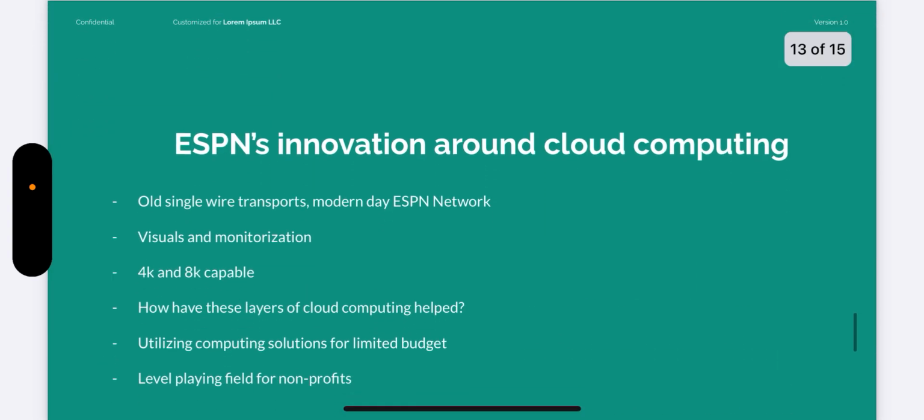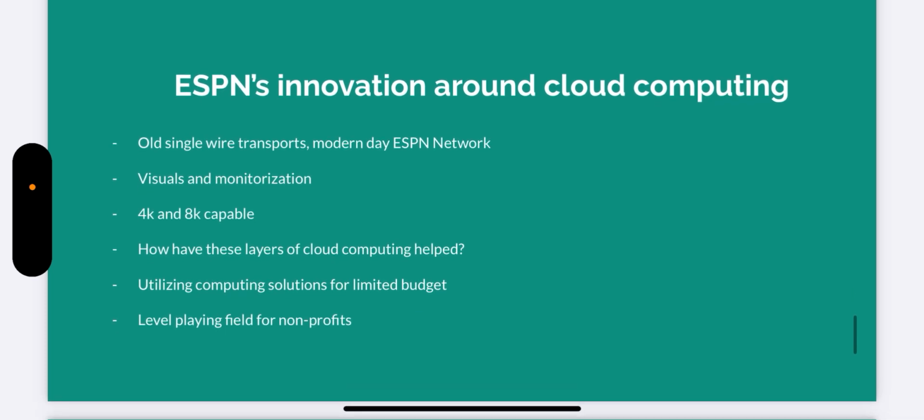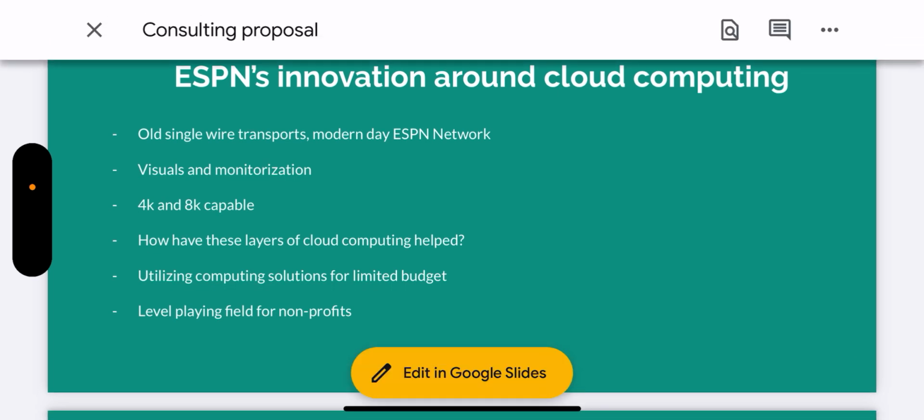Another one I wanted to touch on was ESPN's innovation around cloud computing, and how they used to be a single wire to transport from point A to B. Now it's set along the ESPN network, as a lot of people utilize nowadays. They're 4K and 8K capable, but not every streaming device or company is going to be able to offer that to their consumers and customers.